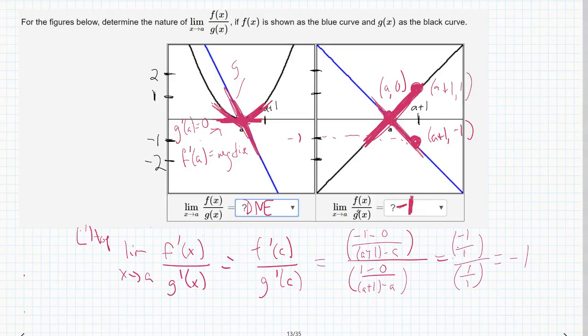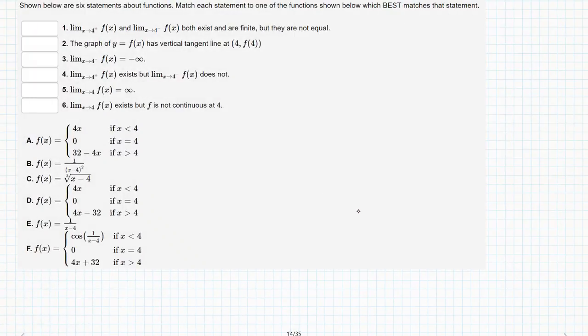Questions on that? So you're seeing L'Hopital's rule and how we can use derivatives to look at graphs and use derivatives as well along with that. So L'Hopital's rule can be applied all over the place.